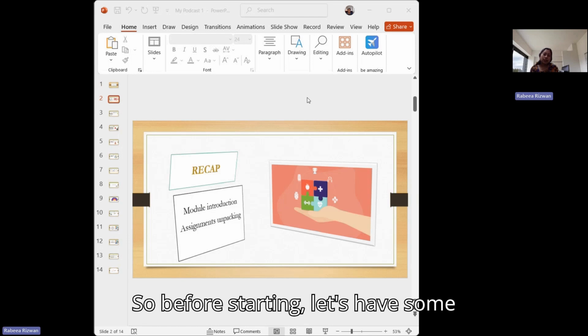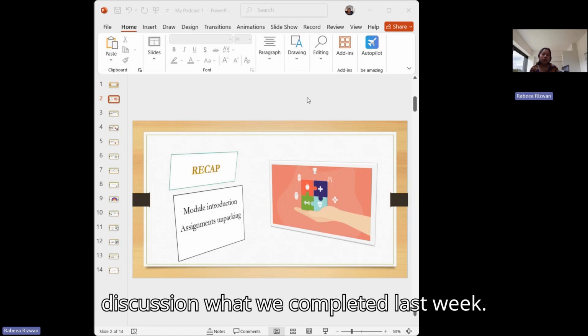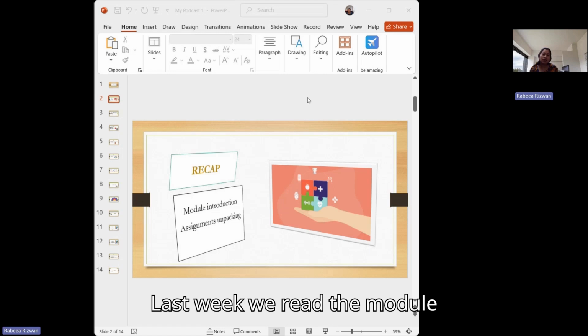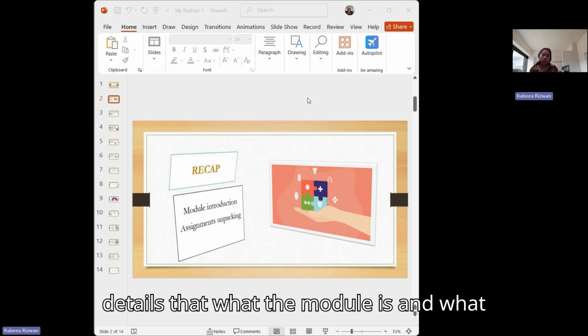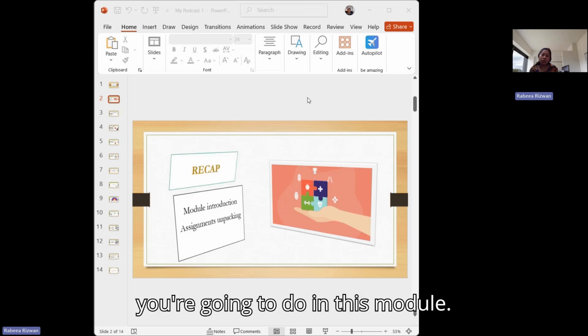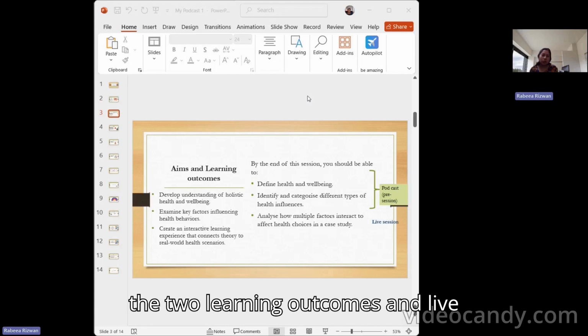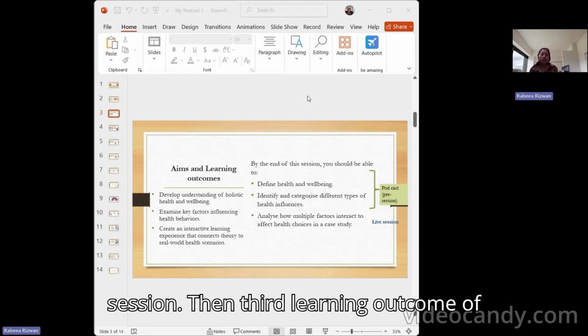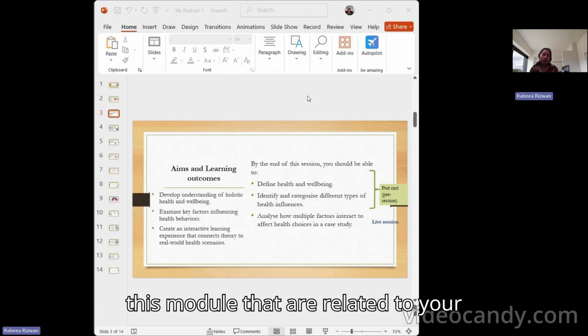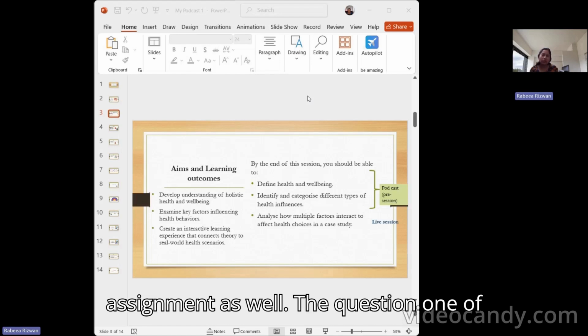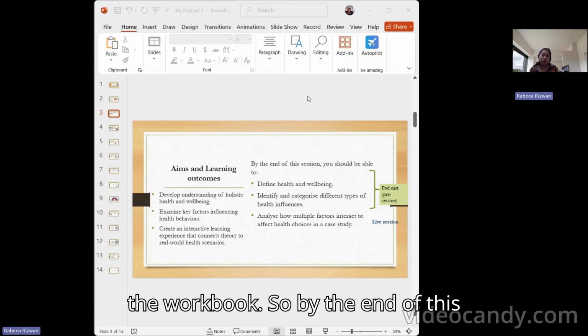So before starting, let's have some discussion on what we completed last week. Last week we unwrapped the module details, what the module is and what you're going to do in this module. We are going to discuss the two learning outcomes in the live session, then the third learning outcome of this module that is related to your assignment as well, question one of the workbook.